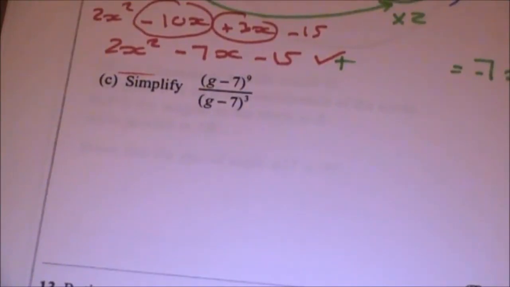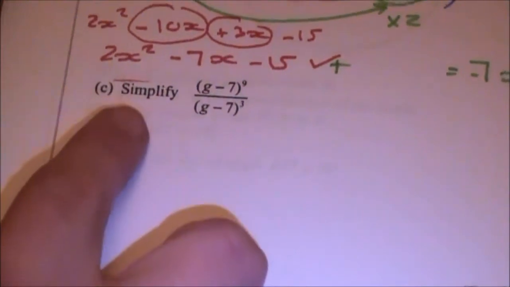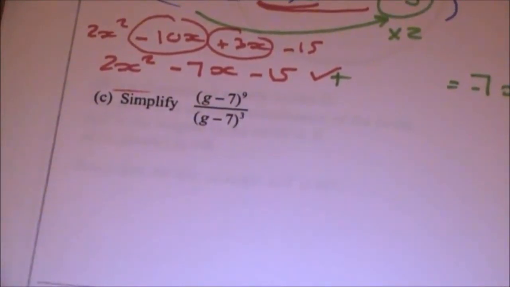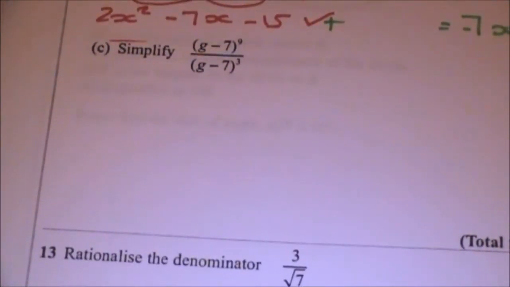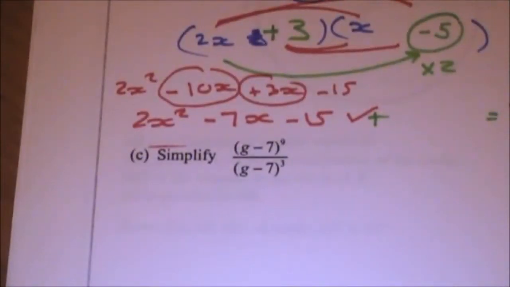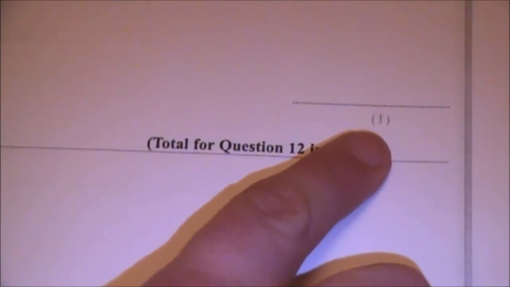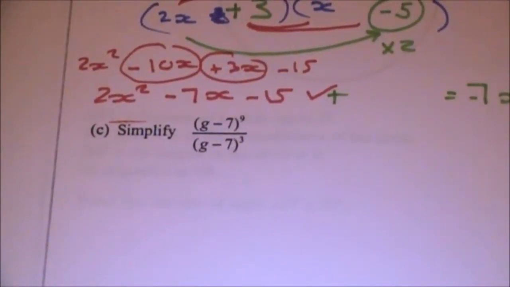Part C is deceivingly complex looking. It says simplify, and then you've got these algebraic fractions with powers, and you think, oh, how do I multiply out a bracket that's g minus 7 to the power of 9? You can't do it. Okay? When I say you can't do it, I mean, of course you can do it, but this question is only worth 1 mark. That's your clue that it must be something straightforward. And it is. It's just index laws, but disguised as something way more complicated.